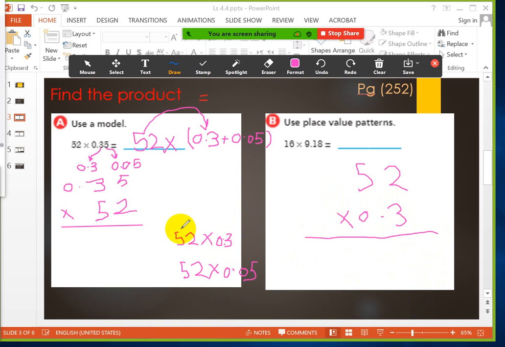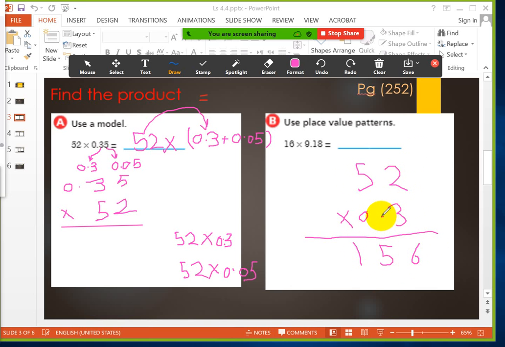52 multiply 0.3, that means I will multiply 3 with 52 like there is no decimal point. Girls, you have to understand it like this. Multiply in the strategy that I know, and there is no decimal point. 3 multiply 2 equals 6. 3 multiply 5 equals 15. So this is the answer.